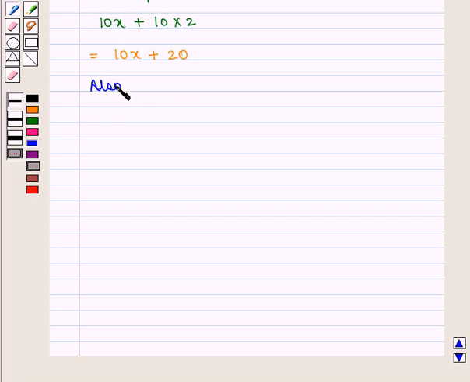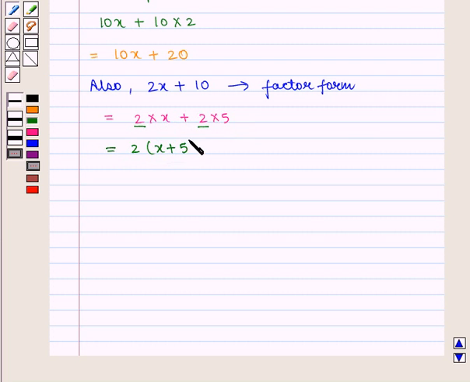Also, if we want to write 2x plus 10 in the factor form, we can write 2x plus 10 as 2 into x plus 2 into 5. Now taking 2 common from both the terms, we get 2 into (x plus 5). Now to check whether 2x plus 10 is equal to 2 into (x plus 5) in brackets.